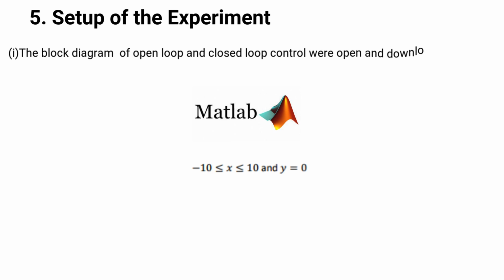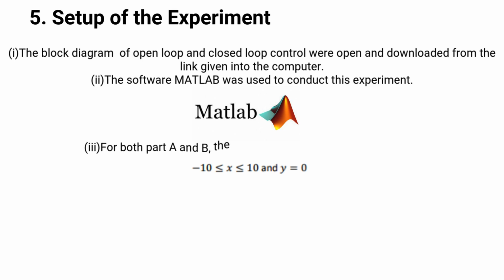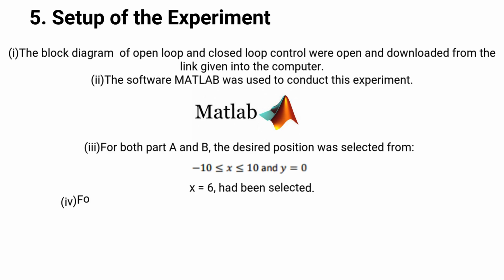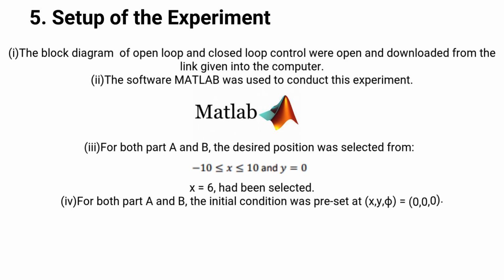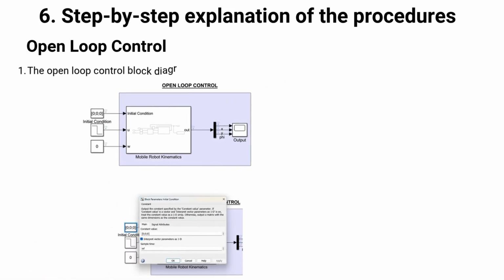The setup of the experiment. The block diagrams of open loop and closed loop control were downloaded from the link given onto the computer, and the software MATLAB was used to conduct the experiment. For both part A and part B, the desired position, x equal to 6 and y remaining 0, was selected. For both part A and part B, the initial condition was preset at x equal to 0, y equal to 0, and v equal to 0.